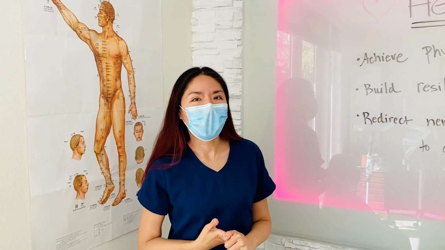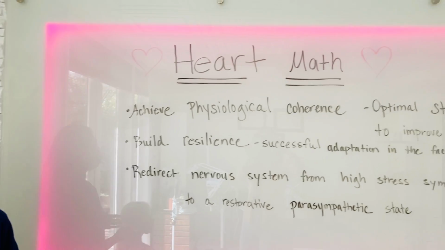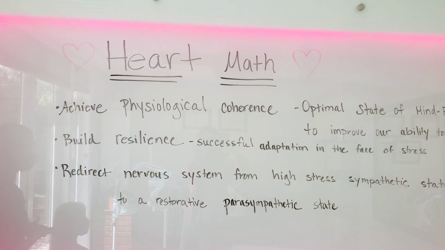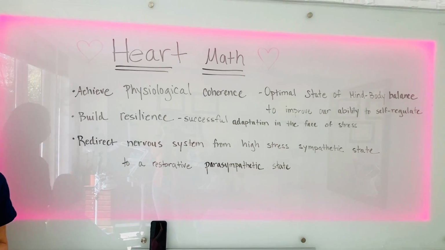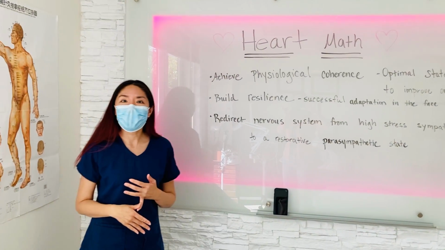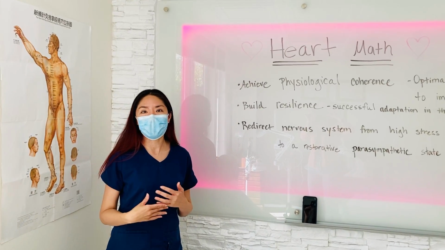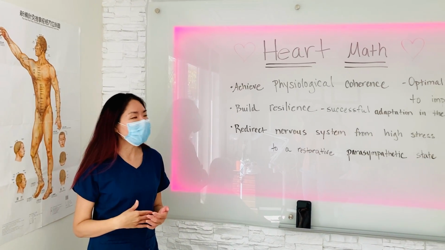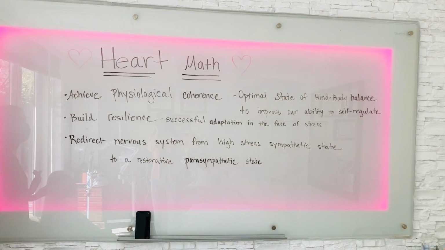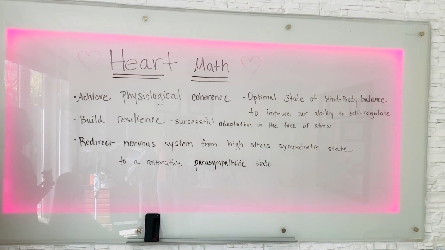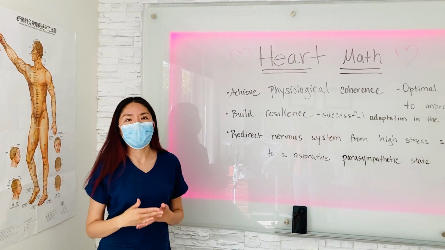Today I'm going to talk about how using HeartMath is a great tool for us to learn how to manage our stress. Stress is a killer and it underpins a lot of the physical and mental issues that my patients come in with. So HeartMath uses heart rate variability in order to measure coherence. Coherence is the optimal state of mind-body balance. It improves our ability to self-regulate, and we want to do that because we want to build resilience. Resilience is the successful adaptation in the face of stress.